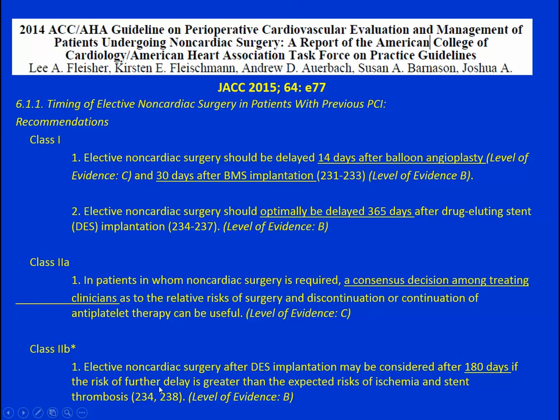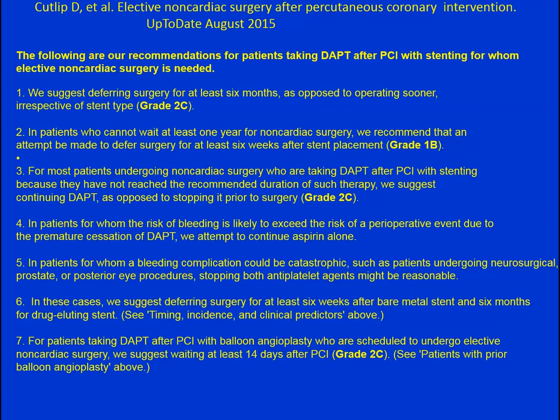However, they indicate that in patients in whom non-cardiac surgery is required, a consensus decision among treating clinicians, including the surgeon, the cardiologist, and the anesthesiologist, should be taken into consideration. Finally, they indicate that elective non-cardiac surgery may be considered after 6 months if the risk of further delay is greater than the expected risk of ischemia and stent thrombosis. This is a summary of Dr. Cutlip's recommendation as published in UpToDate.